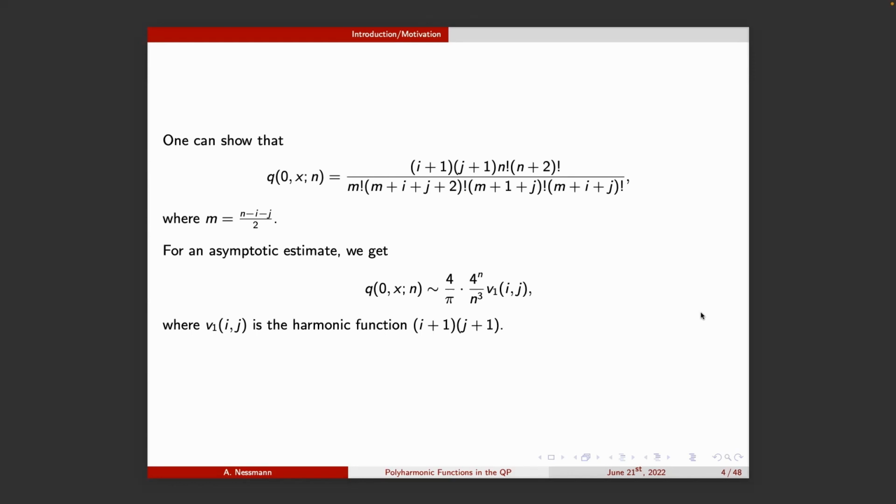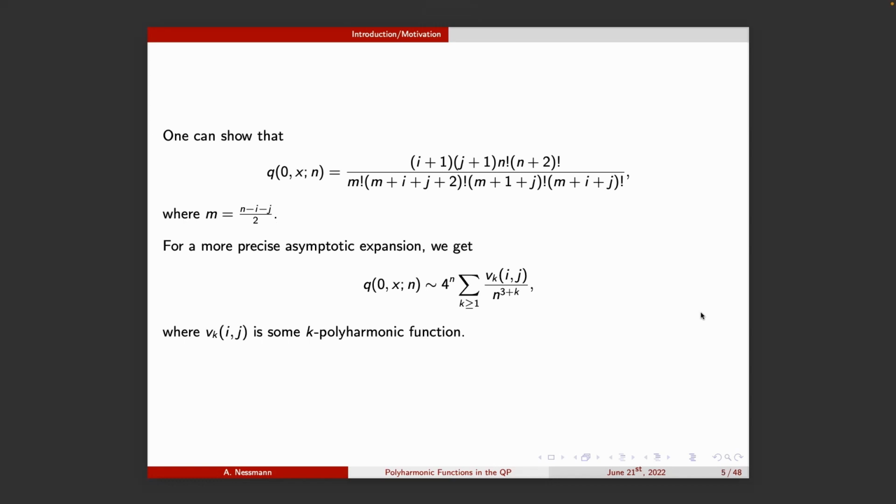If we ask what happens if we want a more precise asymptotic expansion, then we get something like that. We get this same exponential factor, some constant which I've just left out, these polynomial terms, and this function v_k, which is some k-th polyharmonic function. There are a lot of examples like that, and for most lattice paths, in fact all that I know of, one can find an expansion of this shape.